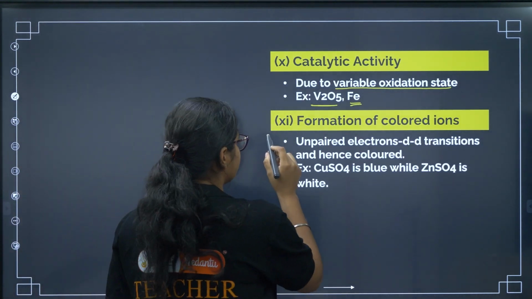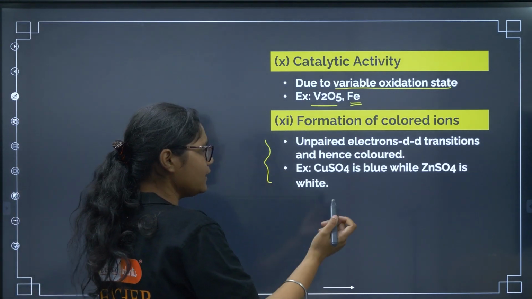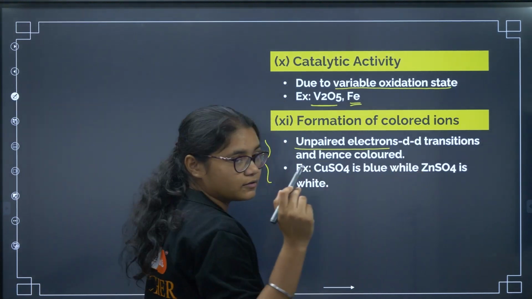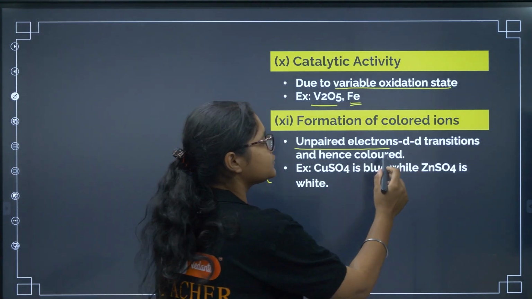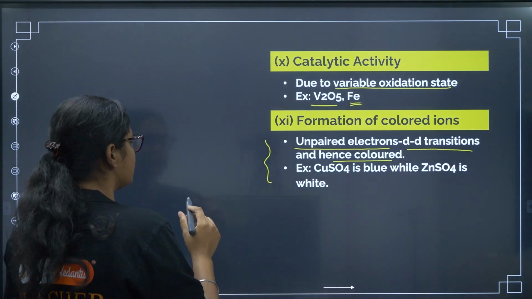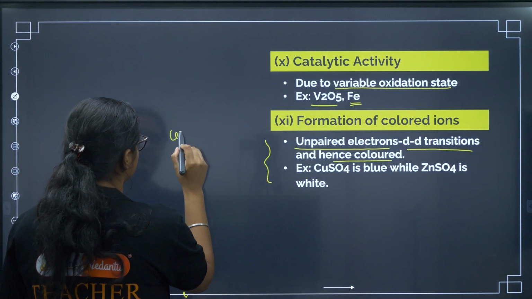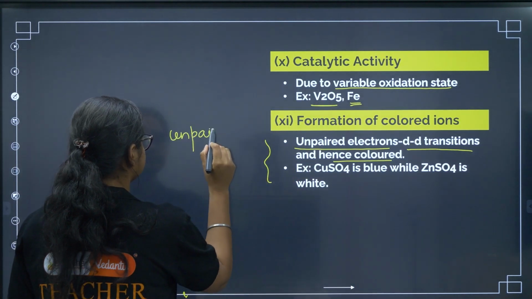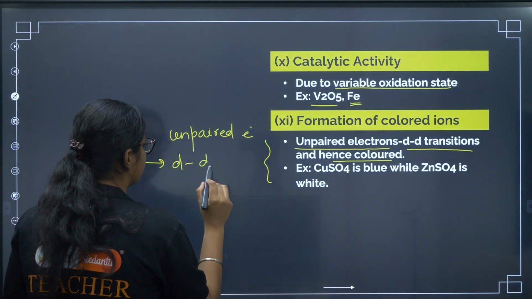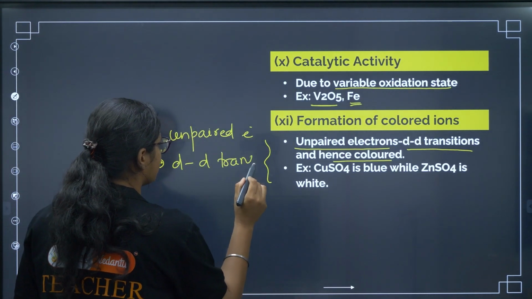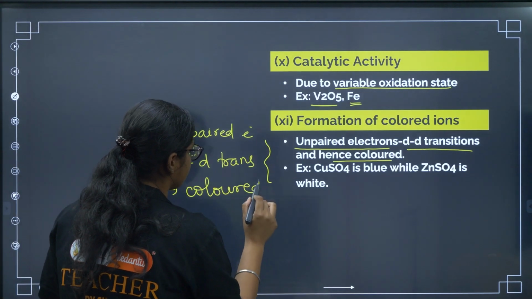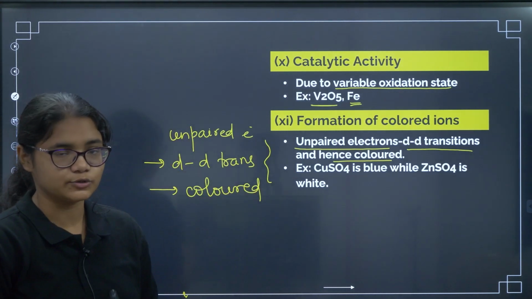Now for formation of colored ions. Here, what is the reason for colored ions? Unpaired electrons in the transition elements show d-d transitions, and hence they are colored. Okay, so here you have to remember that if we have an unpaired electron, it can show d-d transition, because of which they are colored. We have already seen this in coordination chemistry also.